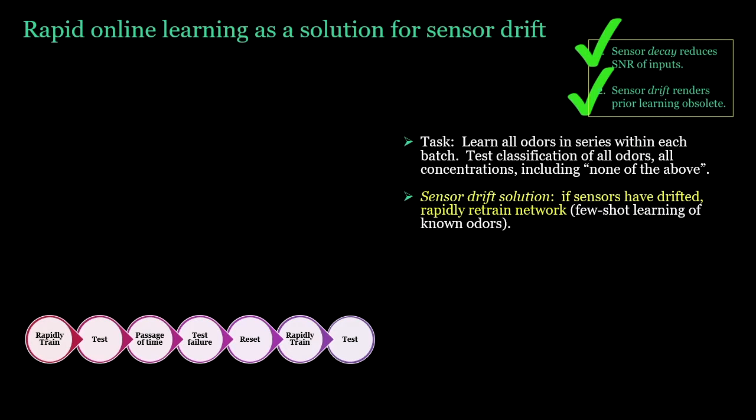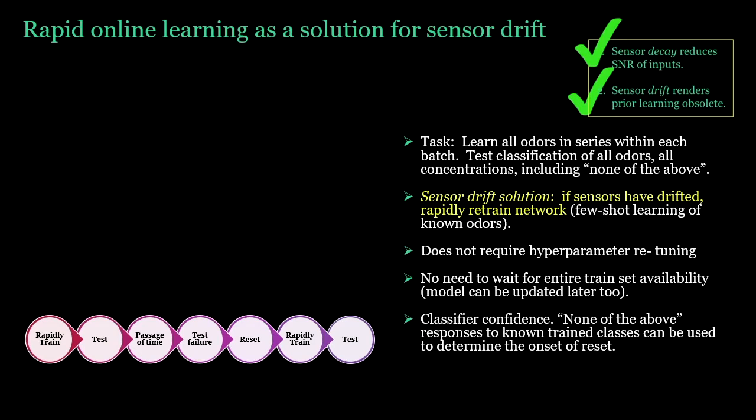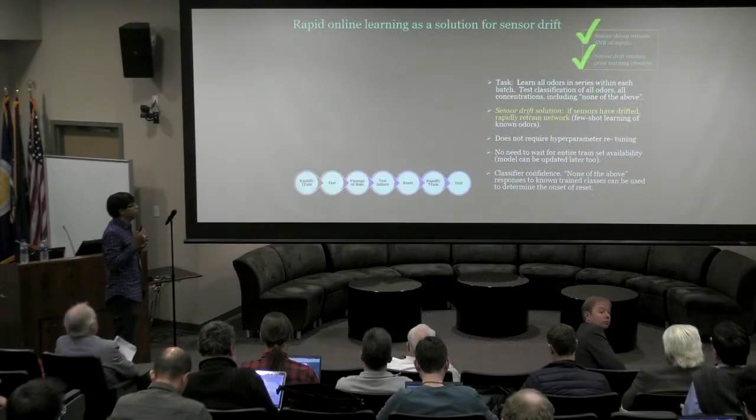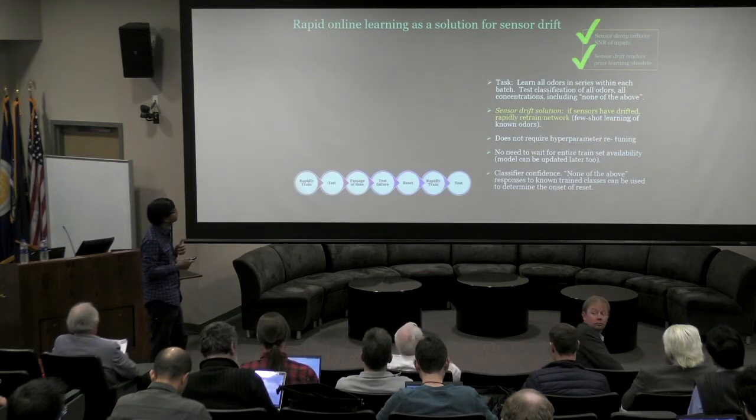EPFL is that the learning is rapid. You don't require a lot of training. It's few shot, and you don't have to worry about when you're going to lower your learning rate and all those things. Also, it doesn't require any hyperparameter tuning. In fact, you can use the same set of parameters, and preprocessing is going to help here. And you don't need to wait for the entire train set availability. It's an online learning algorithm, so you can update the model later. And you get a classifier confidence and a none-of-the-above option. So you know exactly when you need to reset the network.